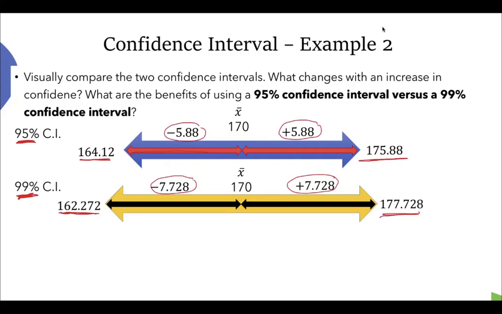So what changes with an increase in confidence? We just talked about it. But what are the benefits of using a 95% confidence interval versus a 99% confidence interval? Because you would think, and a lot of students think, that a higher confidence is better because it means that you're more confident in your answer. And while you are more confident in your answer, it's not necessarily always better to have a wider confidence interval. Having a wide confidence interval makes your estimate a little bit less targeted.